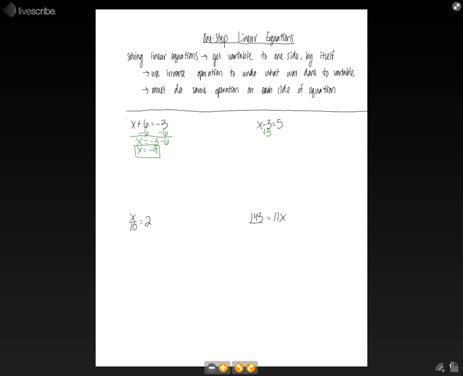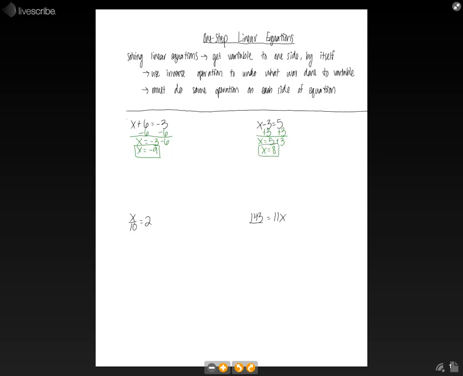So the 3's will cancel. We need to do this to the other side of our equation as well so that it's balanced. So we have plus 3 to both sides, so we get x is equal to 5 plus 3, which is 8.